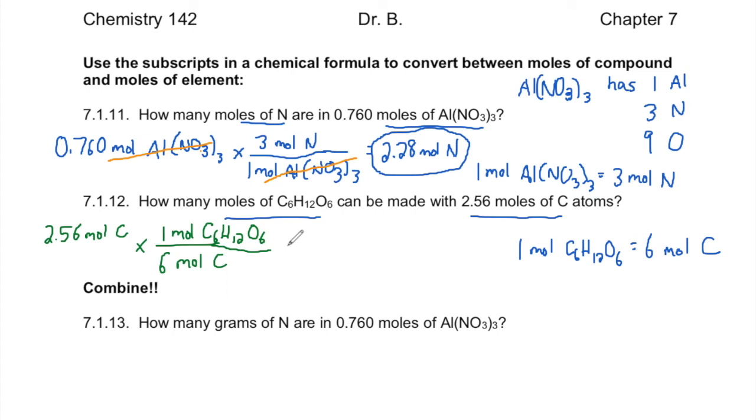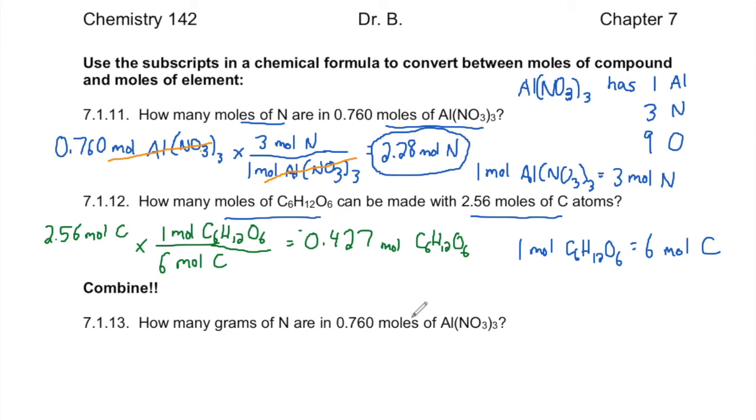We'll write that relationship as a conversion factor with the carbon in the denominator and the C6H12O6 on top, and it comes out to be 0.427 moles of C6H12O6. You need several carbon to build this molecule. So when you build it, you're not going to get as many moles of it as you had carbon atoms. So it makes sense that it's smaller.